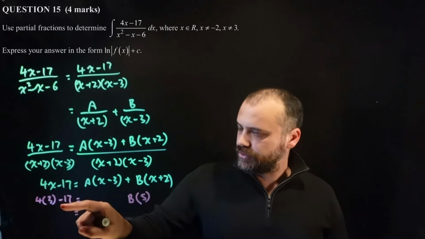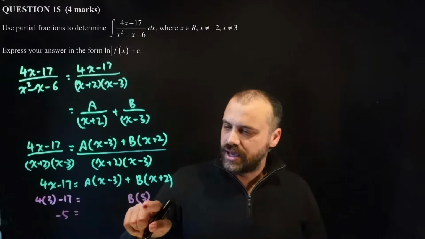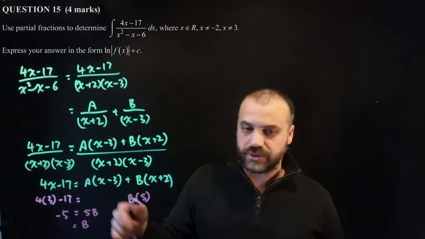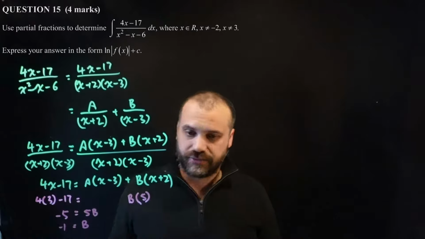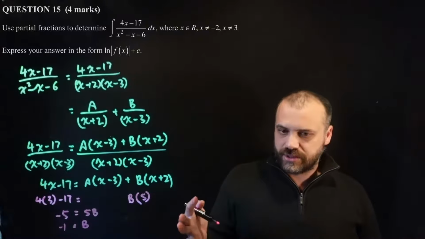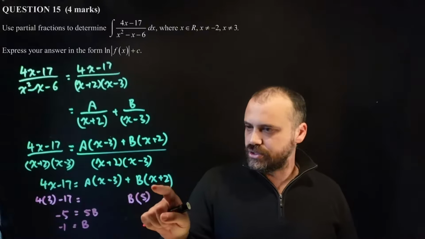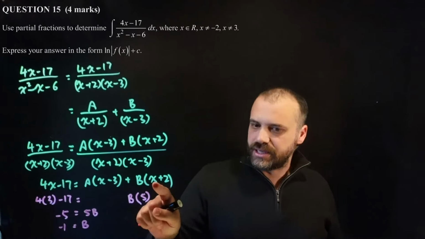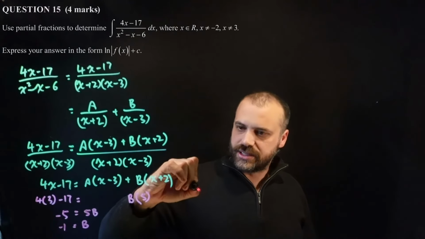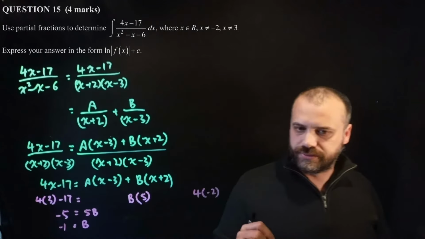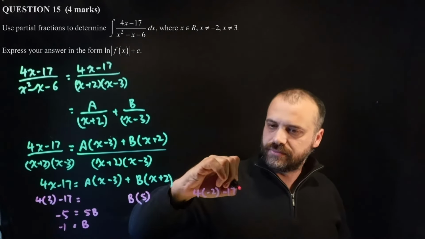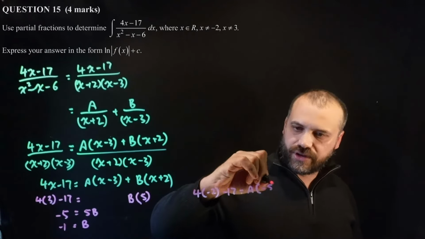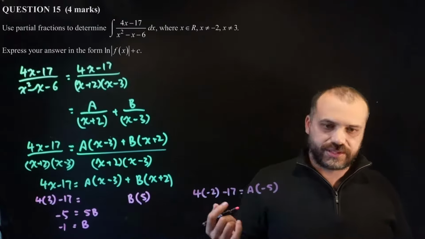Alright, so that means that 12 minus 17 is negative 5, and that equals 5b, which means that b is equal to negative 5 divided by 5, which is negative 1. Okay, we can do the same thing again, but put in a useful value for x to make this b disappear. And the useful value for x would be negative 2. So, doing this again, we get 4 times negative 2 minus 17 equals a bracket negative 2 minus 3, which makes negative 5. And then this is 0.